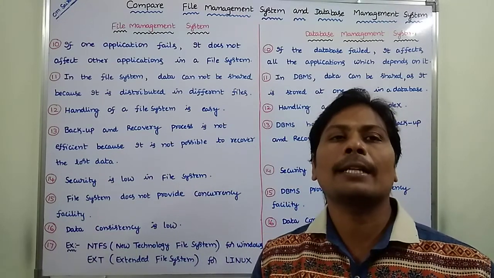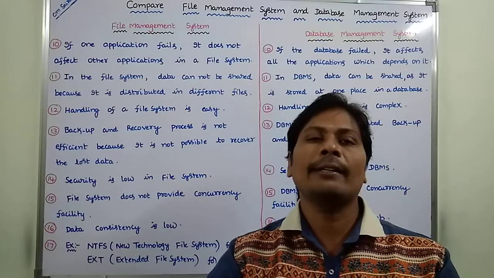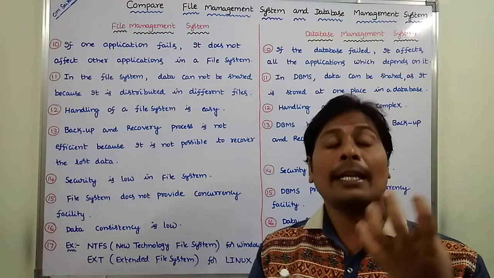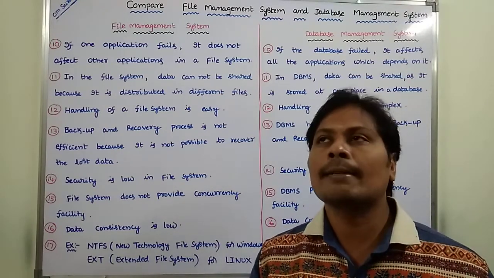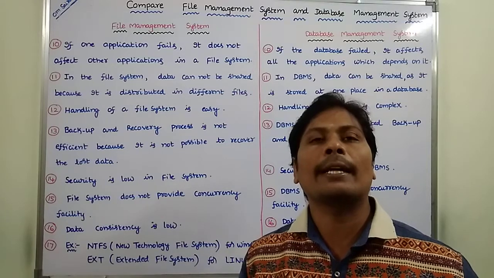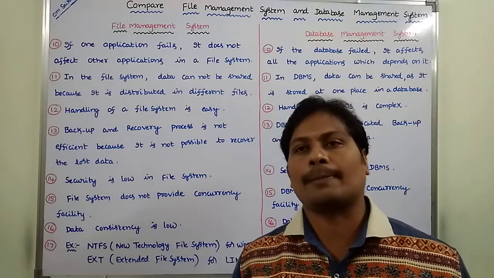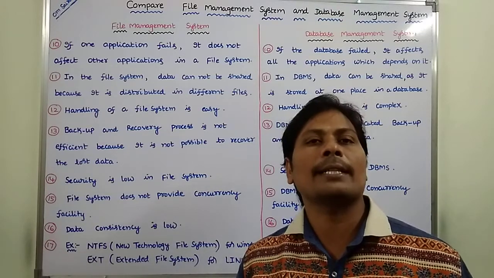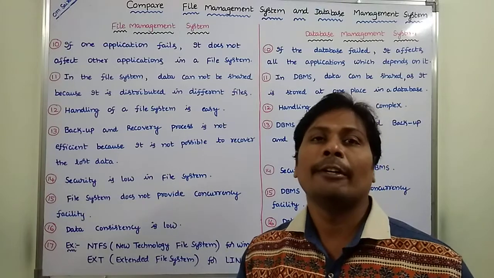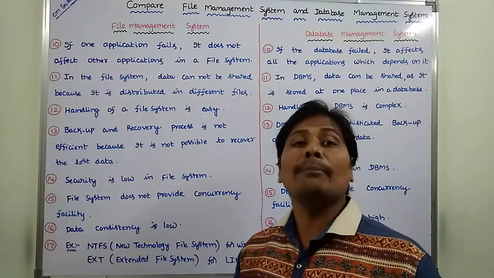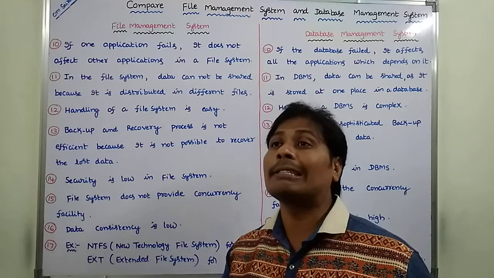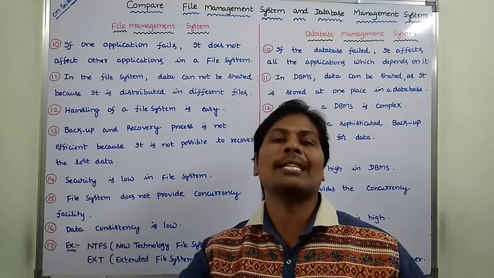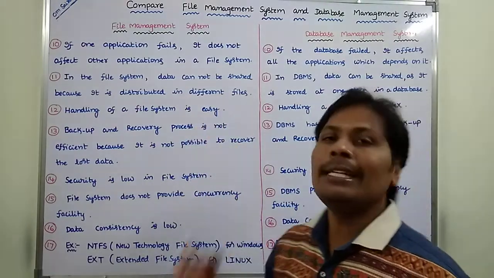So because of that reason, the data cannot be shared in file management system. Whereas in the case of DBMS, the data can be shared because all the data is stored in the database at one place. Okay, all the data is available at one place. Because of that reason, the data can be shared. Whereas in the case of file management system, the data is distributedly stored. Because of that reason, the data cannot be shared in file management system.